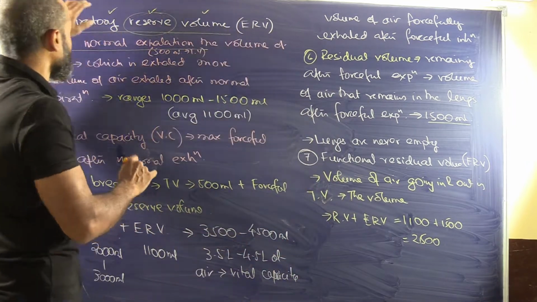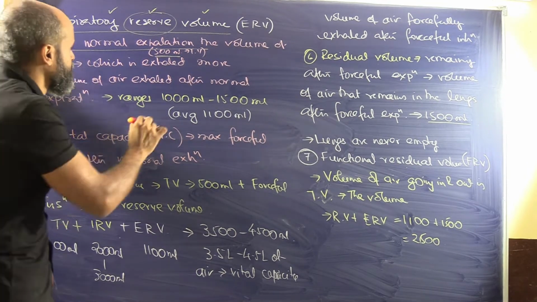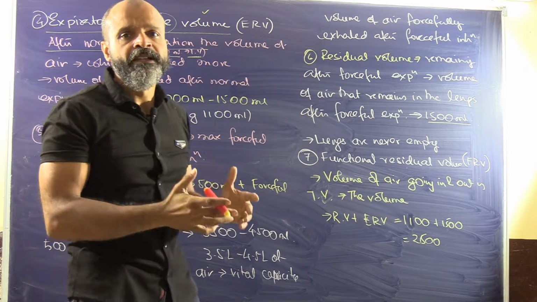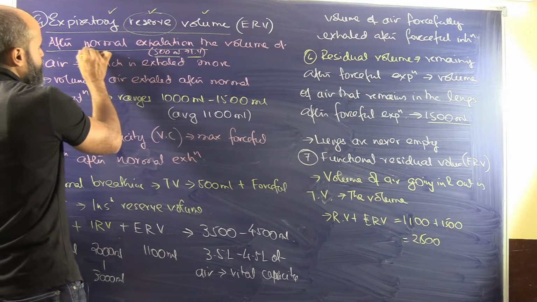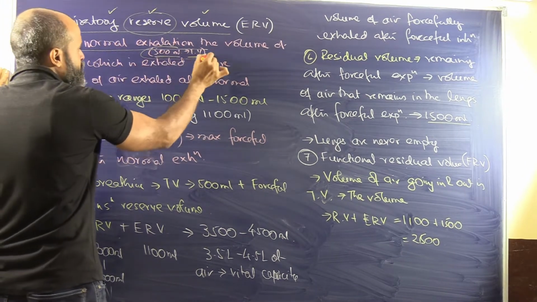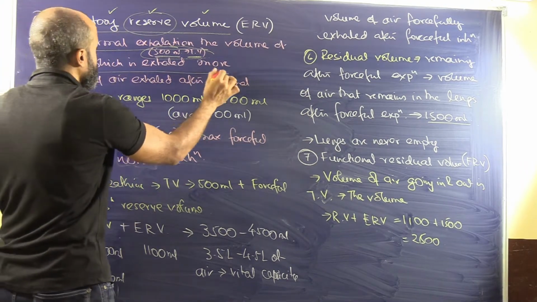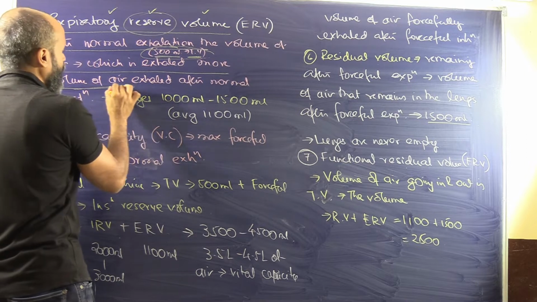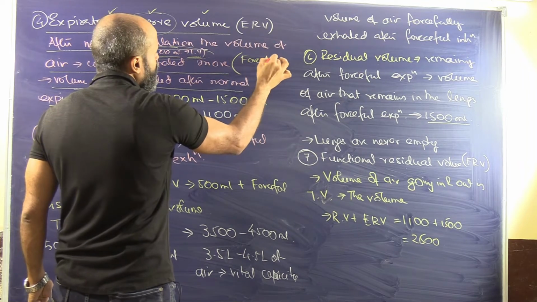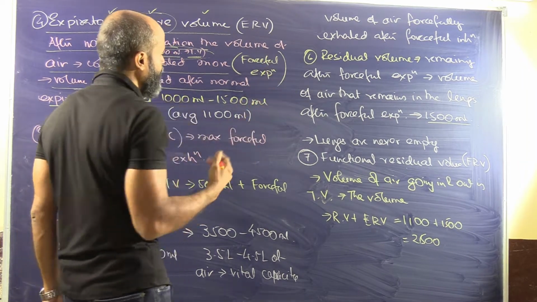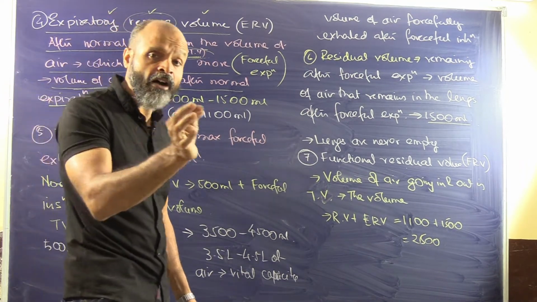Okay, so now when we inhale 500 milliliters of air during normal inspiration, which is basically the tidal volume, it's obvious that we will exhale that much amount of air, so that will be normal exhalation. After normal exhalation, which means throwing out 500 milliliters of air, the volume of air which is exhaled more after normal expiration is under forceful expiration.